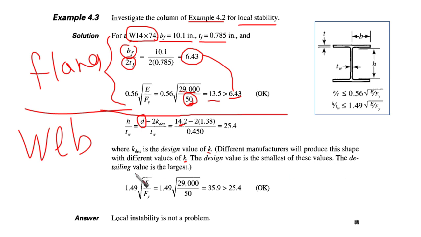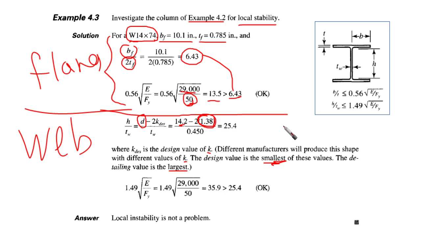The detailing value is the largest. So you are going to have different values of this k. In general, the design value should always be the smallest value if you are going to have different values of k, and the detailing value is the largest. So in our case, you are going to find that this k is 1.38. You can find it based on the manufacturer, and also you can find it in the manual.